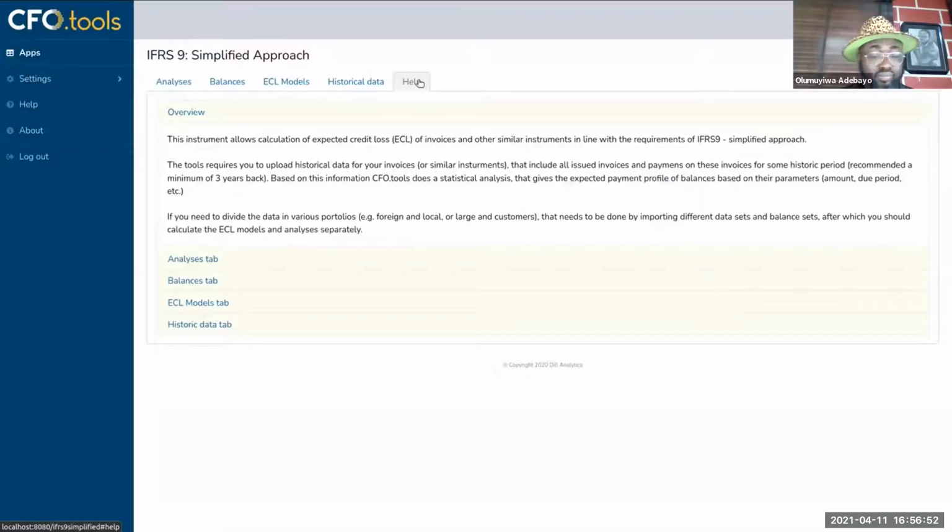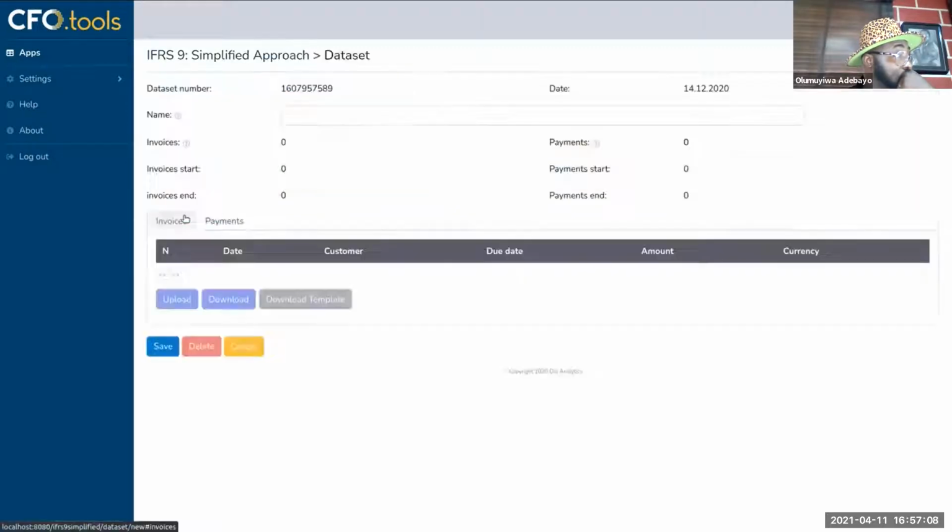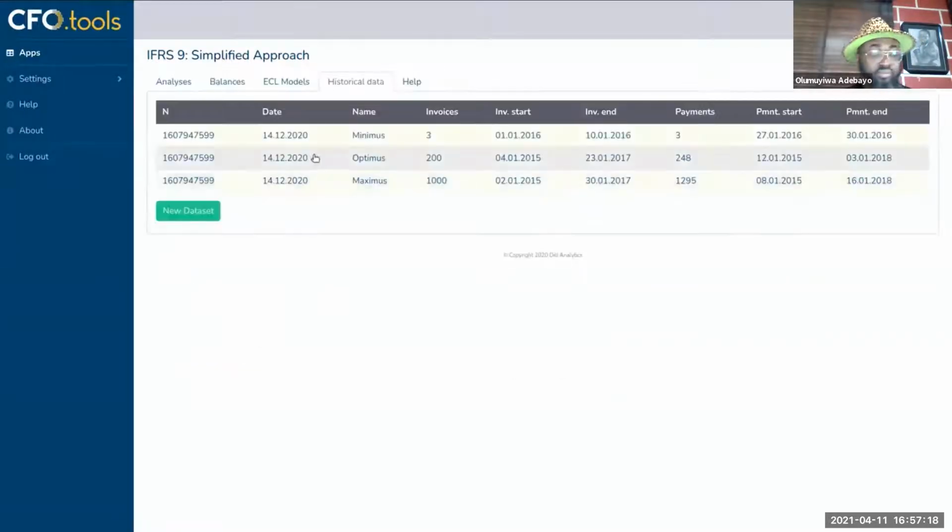Additionally, contextual information is provided through the interface to guide the user on the type of input expected in specific places. The Historical Data tab is the point where information on past transactions resides in the system. You can inspect and modify the datasets that are already in the tool. You can also create new datasets. The data upload is done in spreadsheet form as an XLSX file. You can save either from Excel or with LibreOffice. The templates specifying the format for invoices and payments data can be downloaded to streamline the data preparation process.